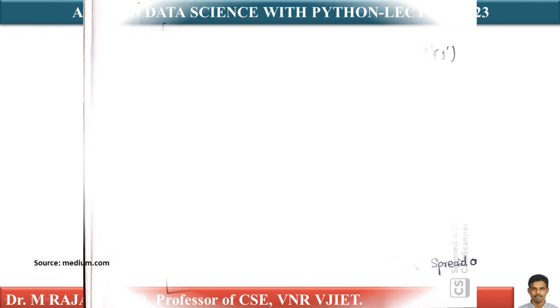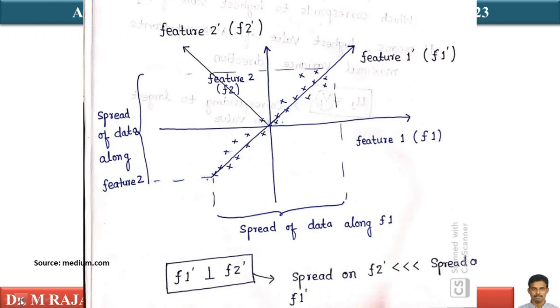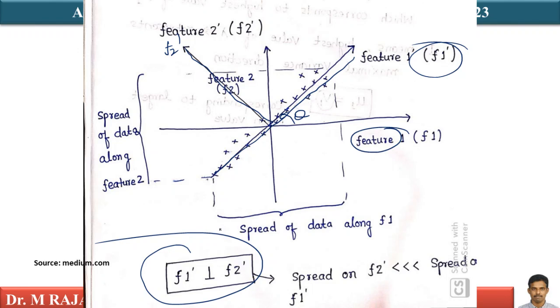Steps, it's simple. Just see this diagram, you can understand this one. This is the original feature F1. I am rotating it with some angle theta, so that it's a direction in which you have maximum variance. F1 will become F1 dash. I must draw a perpendicular to this one. That is F2 dash, because you are rotating F2 with that amount of angle. This condition is important: your F1 dash must be perpendicular to F2 dash.